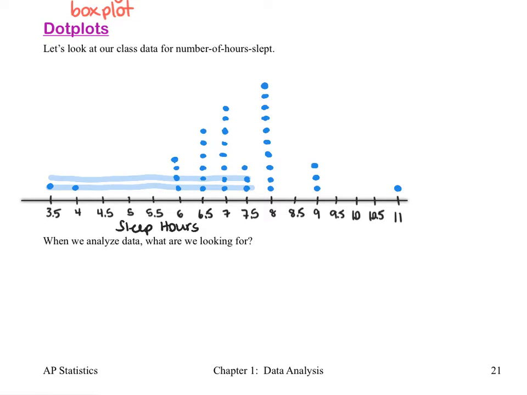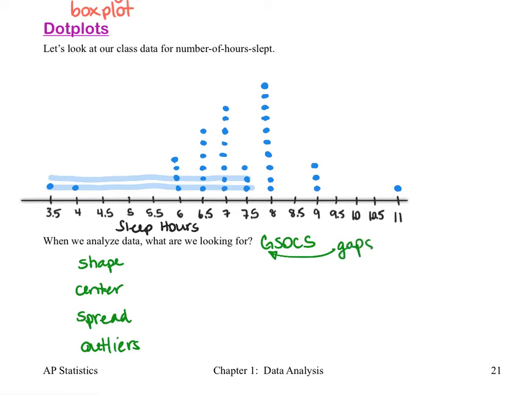Okay, so we have finished our dot plot, and now we need to describe it. So when we analyze data, remember, what are we looking for? There are a few things: shape, center, spread, and we'll talk a little bit more about each one of these, and outliers. G-SOX is the way I want you to remember this, and G is for gap, so that's the only one missing here.